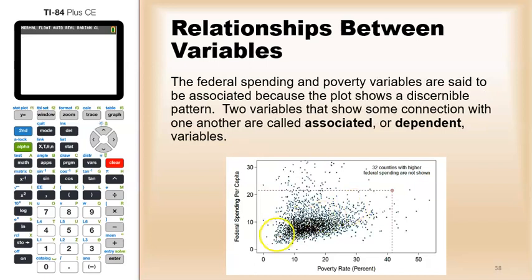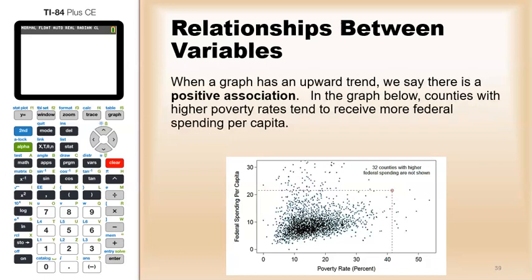When you see this upwardness to it, federal spending and poverty variables are said to be associated because the plot shows some kind of discernible pattern. Two variables that show some kind of connection with one another are called associated or dependent variables. And when you have this upward trend, we say that there is a positive association. So in this graph below, counties with higher poverty rates tend to receive more federal spending per capita.